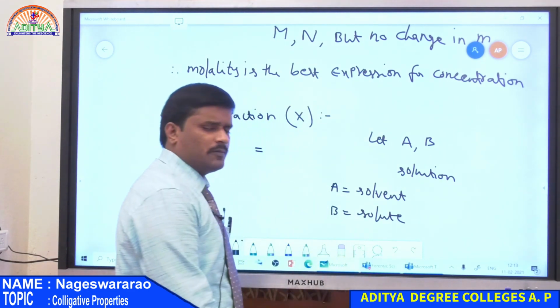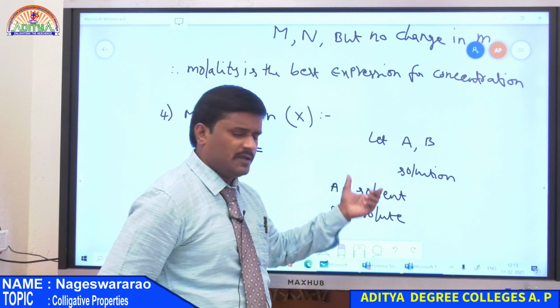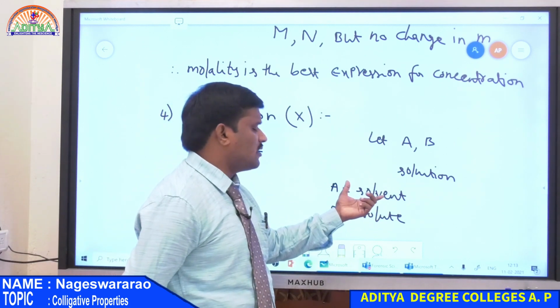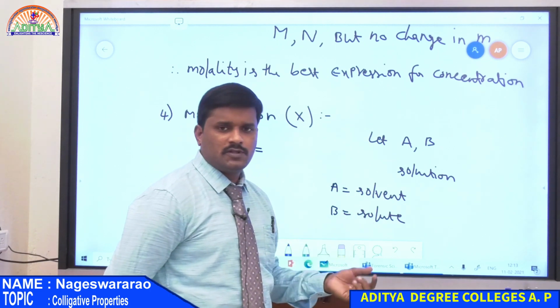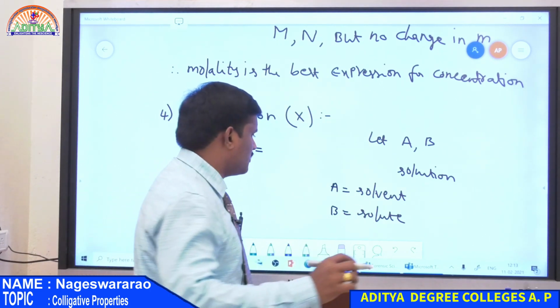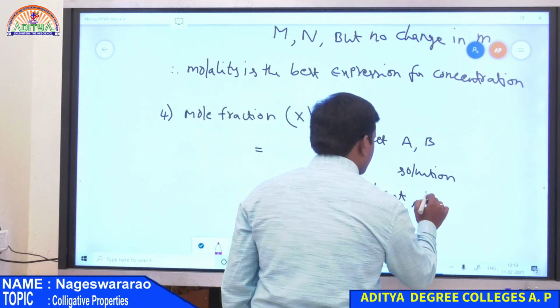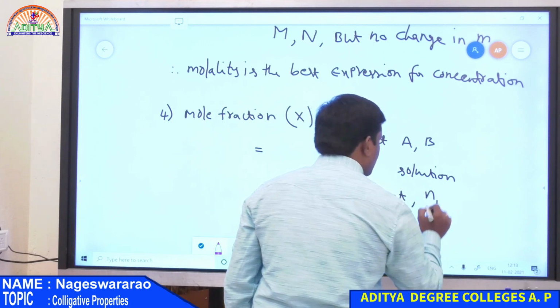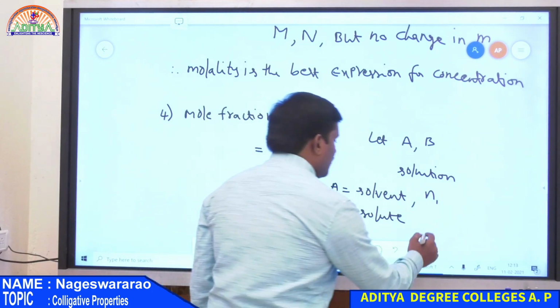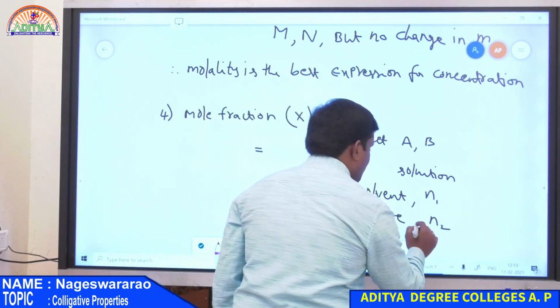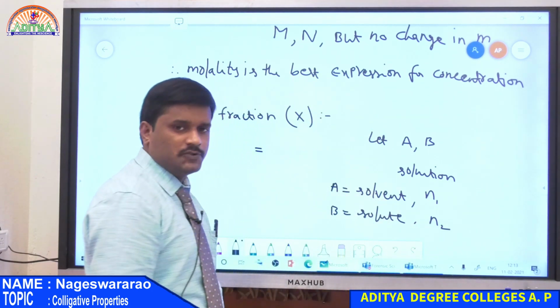So these are the two components. Consider this is a solution AB. In this, A is a solvent that is present in large amount and B is a solute that is present in small amount. Now, N1 is the number of moles of solvent and N2 is the number of moles of solute.